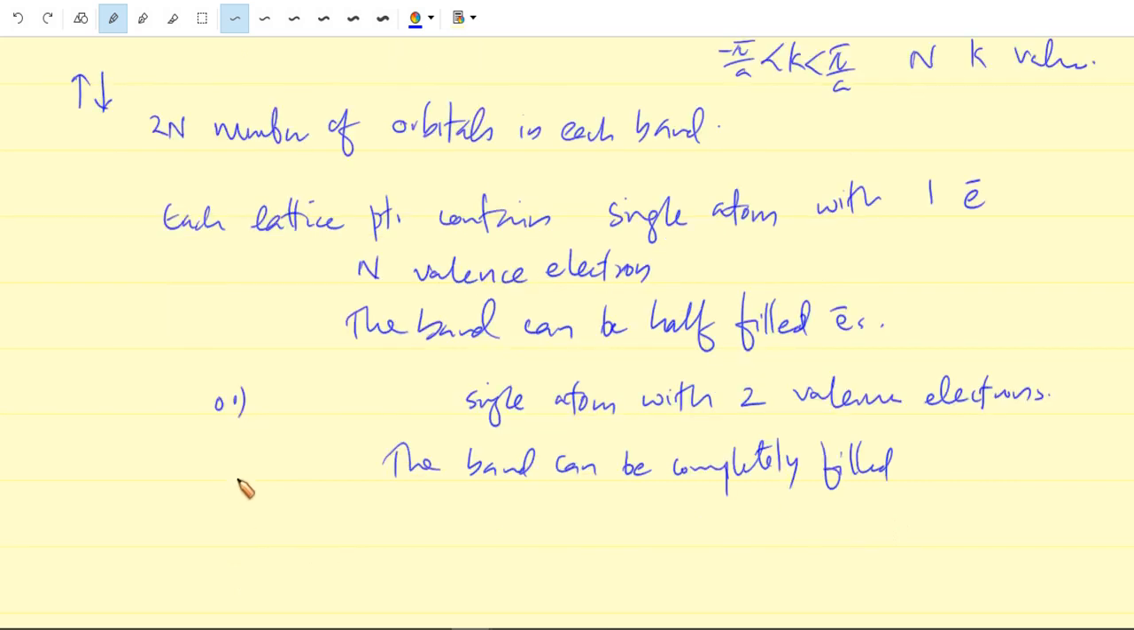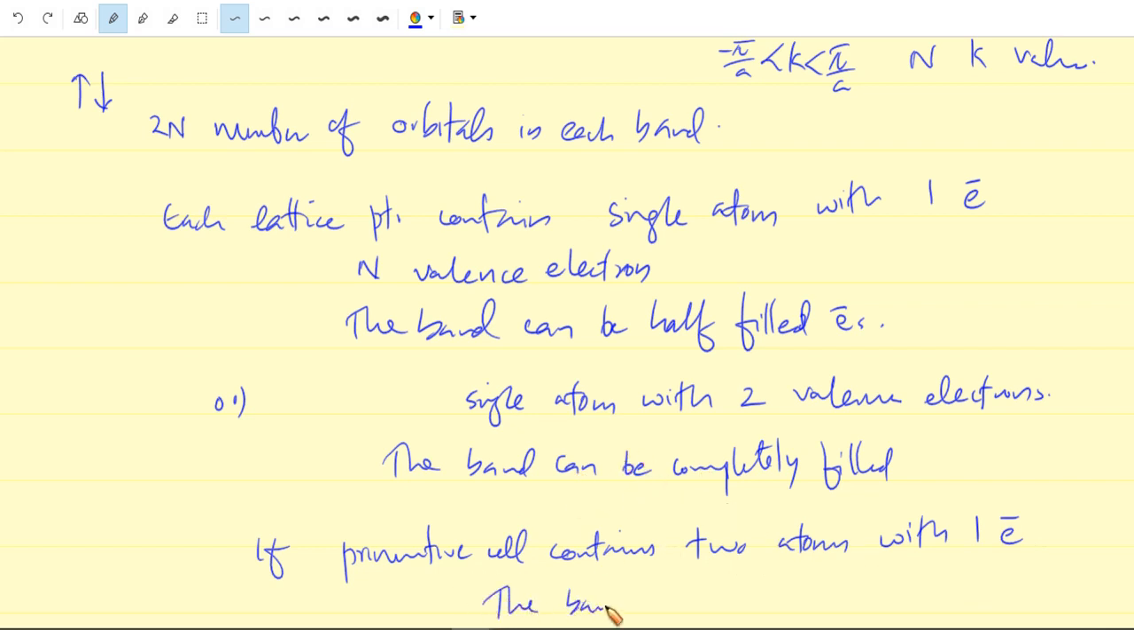Another possibility is if the primitive cell contains two atoms with one valence electron each, then also the band can be completely filled with electrons.